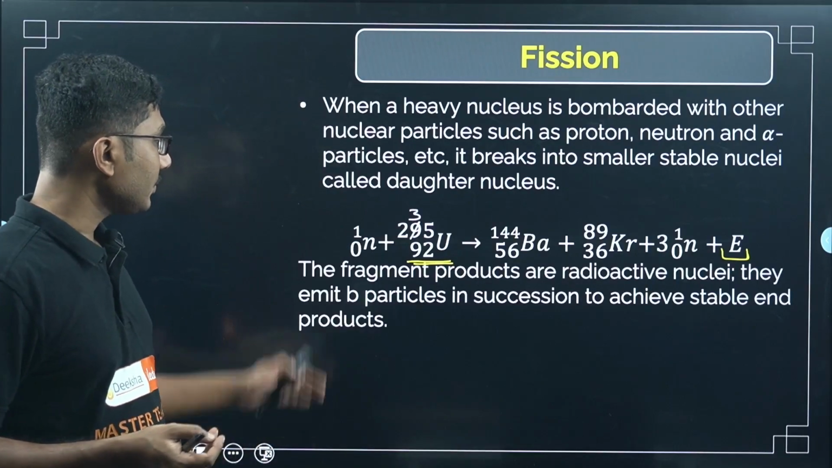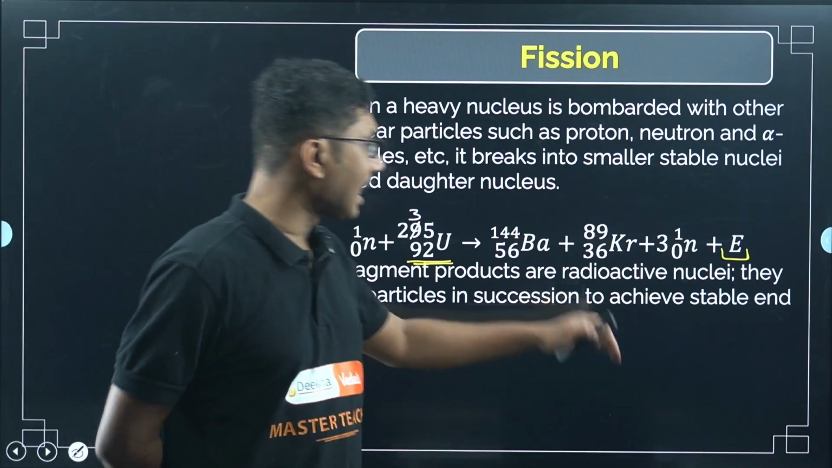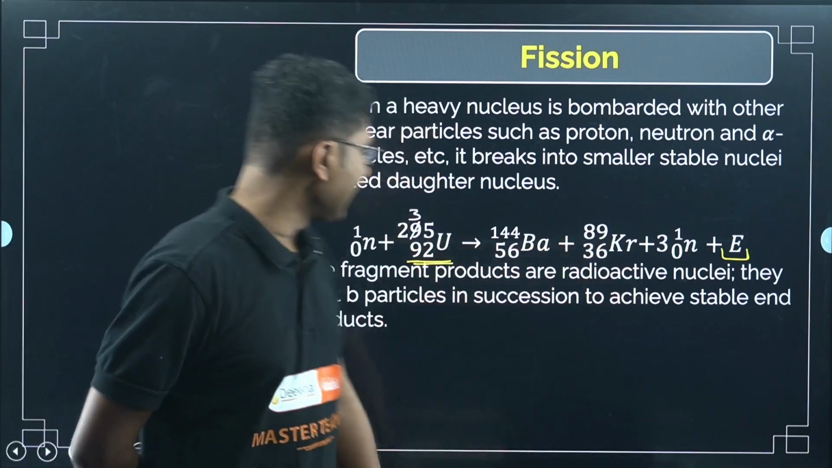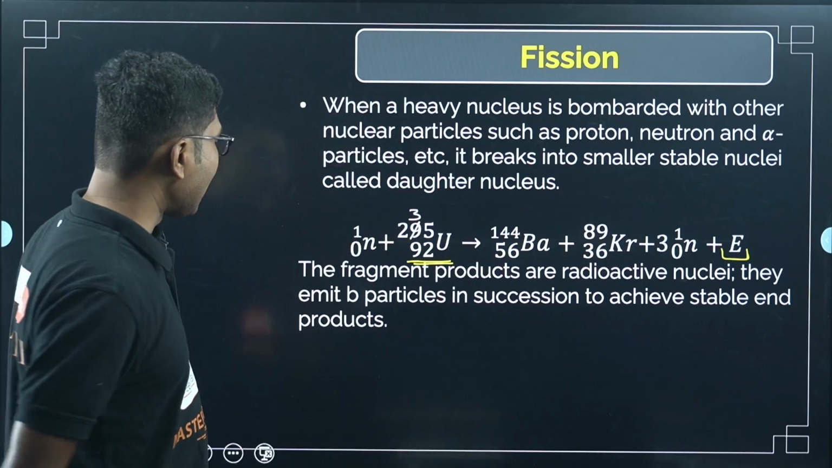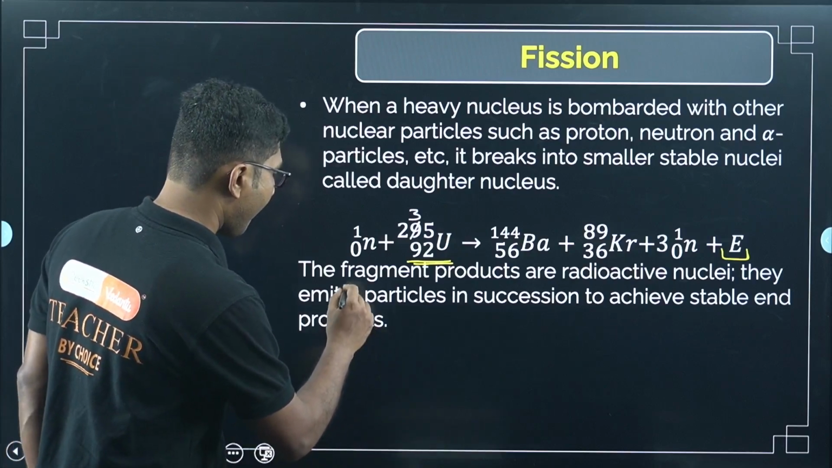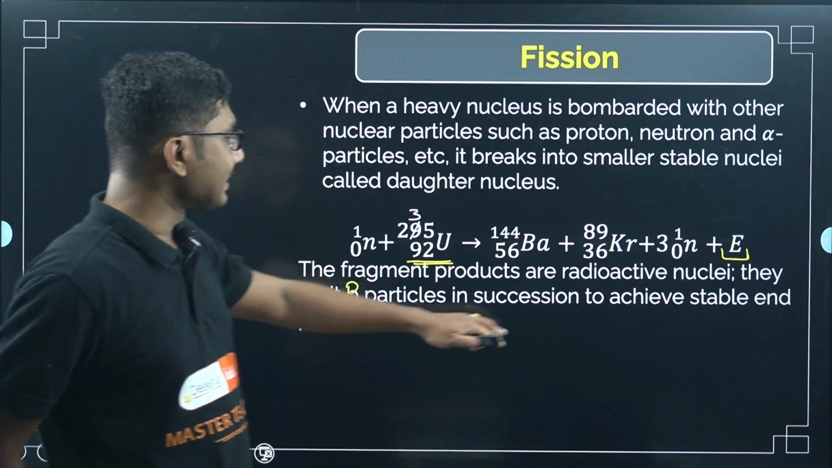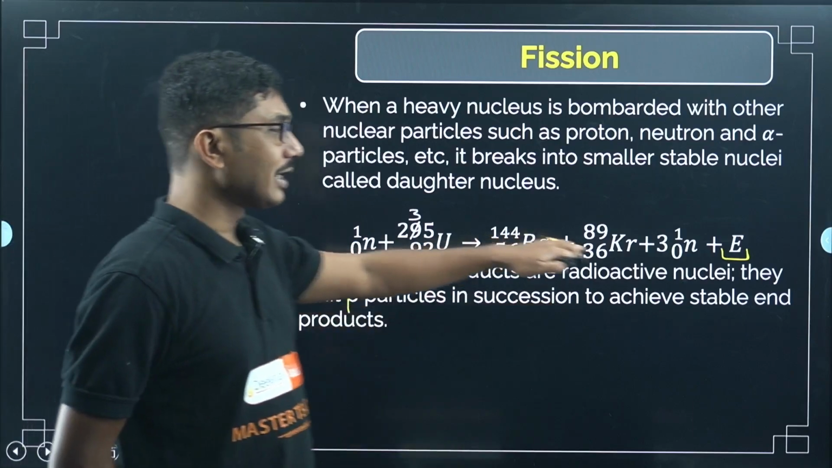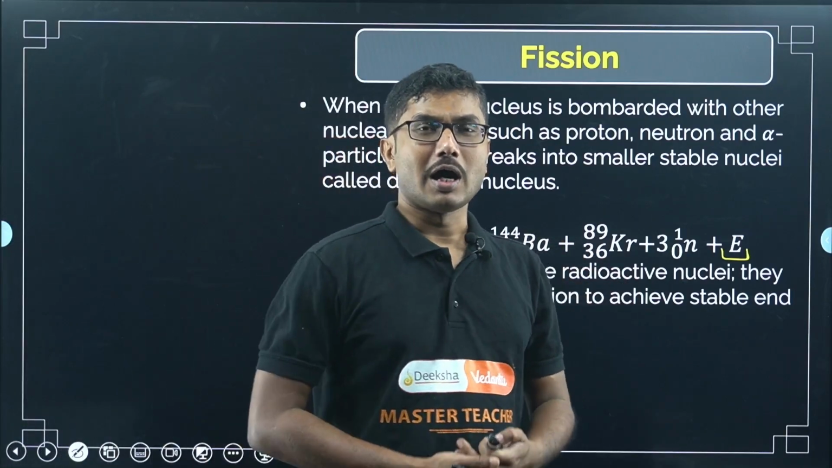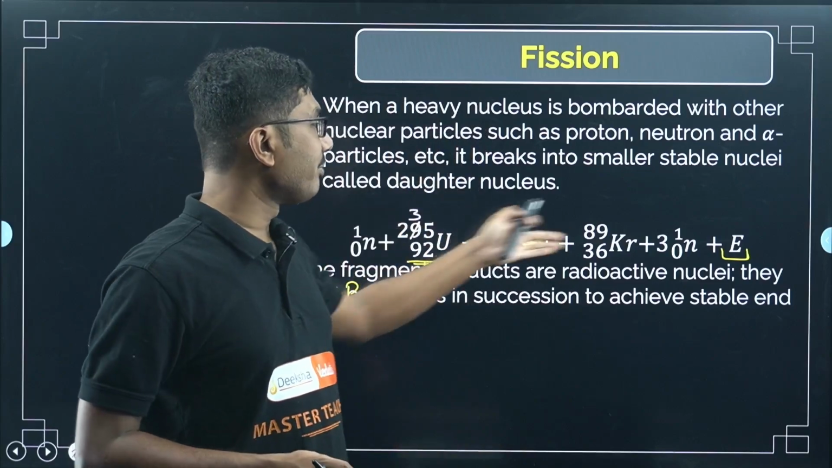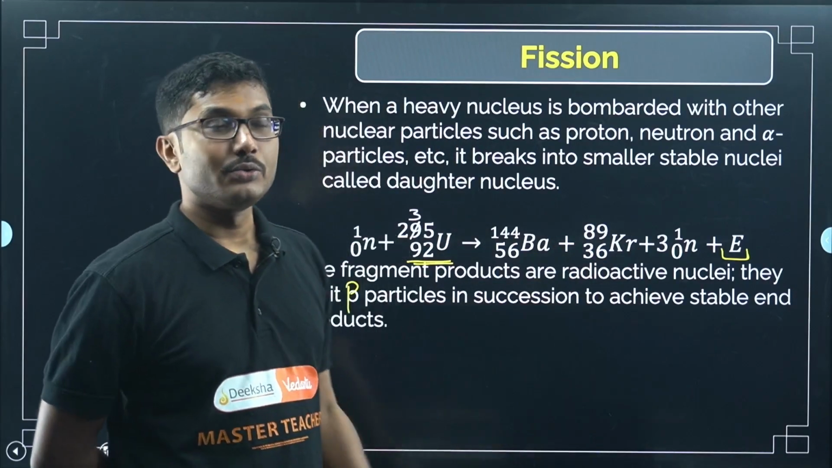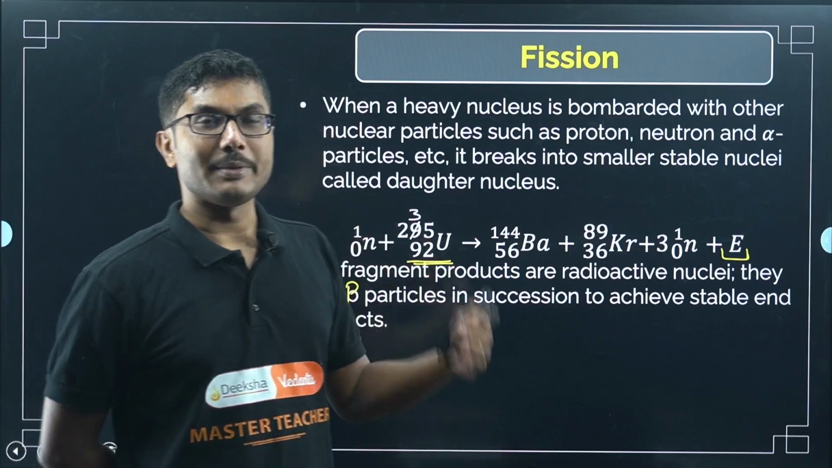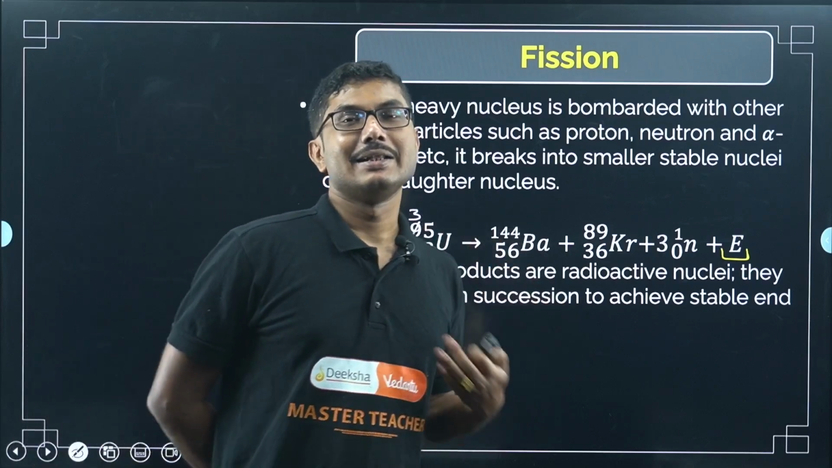Now the fragment products are radioactive nuclei. These are also radioactive nuclei. They emit beta particles in succession to achieve a stable product. So they are radioactive in nature, but they are not as active as uranium, so we cannot break them apart further to get more energy out of them, but they naturally emit beta particles and then they become stable.